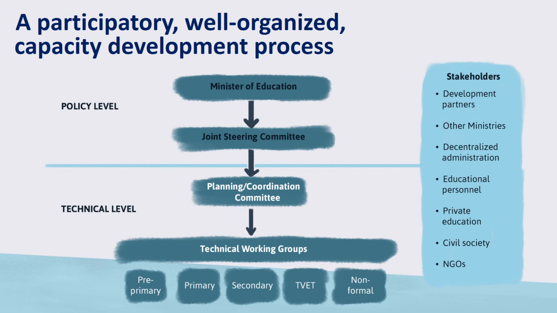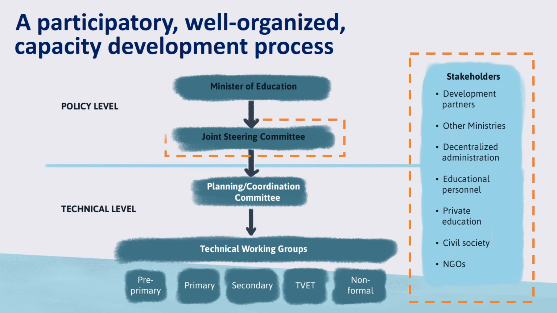The process for developing an education sector plan must be participatory, involving diverse stakeholders, be well organized, with coordination and clear structures of roles and responsibilities. The following structure can be particularly useful to ensure the proper organization. An overseeing joint steering committee to guide the plan preparation process.